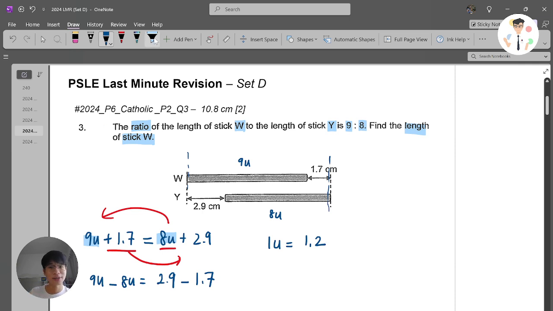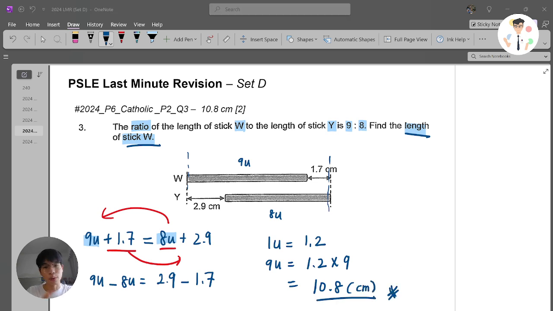And the question now is asking for the length of stick W. W is how many units? 9 units. So 9 units is equal to 1.2 times 9, which is equal to 10.8. This is in cm. And that will be our final answer for this question.